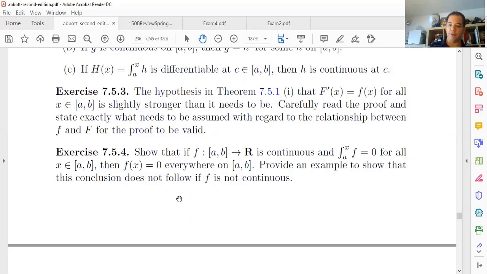Benjamin is asking, will we be tested on section 5.4? Not really. It's technically included, but if you take a look at all the problems in 5.4, they're all part of constructing this complicated function that we talked about for 2 classes, the one that was continuous but not differentiable. So I couldn't put it in individual context.